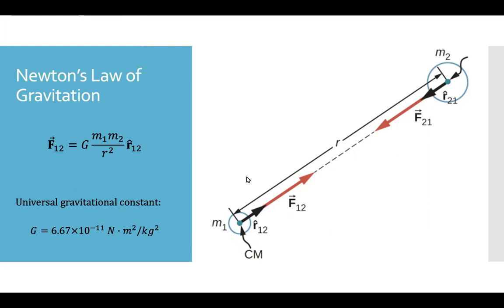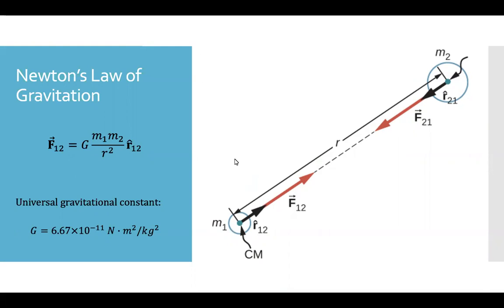Say we have two objects in space. He started thinking about what makes them attract, say, like us to the Earth. What is going on there? So he came up with this idea of the law of gravitation. He made some observations.